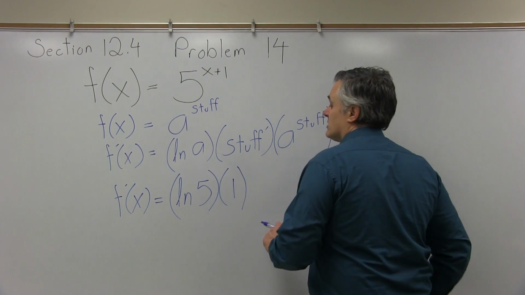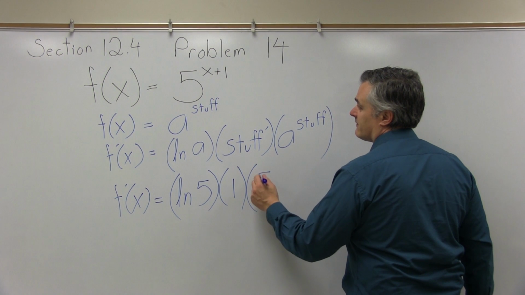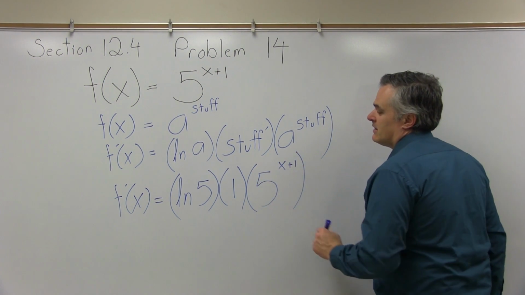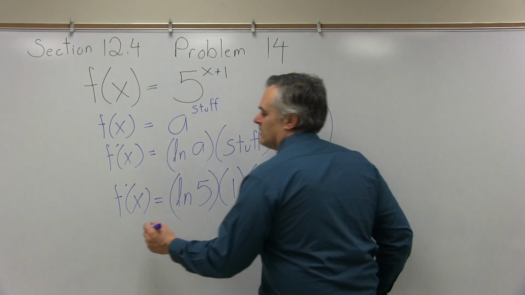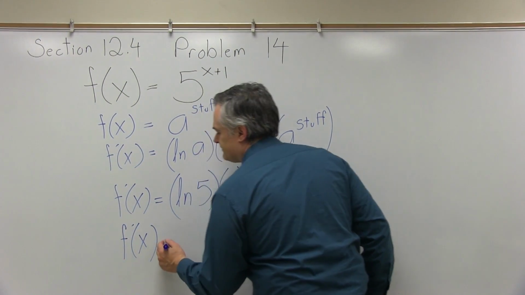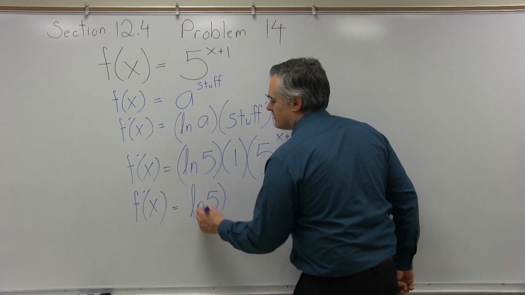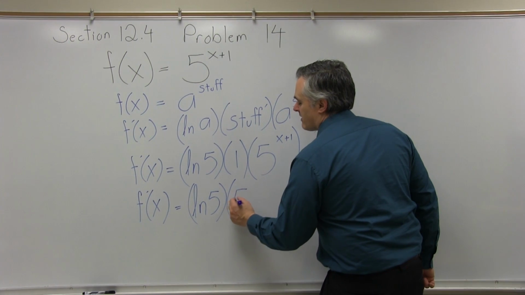So the stuff prime is just 1, and then a to the stuff. My a in this case is 5, so I'll have 5 to the x plus 1. And because part of it is times 1, if you want, you can write it without the 1 just to simplify it a little bit. We would have natural log of 5 times 1, which is still just natural log of 5, times 5 to the x plus 1.